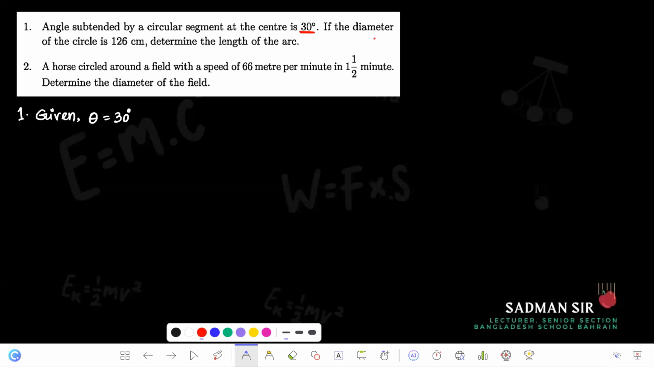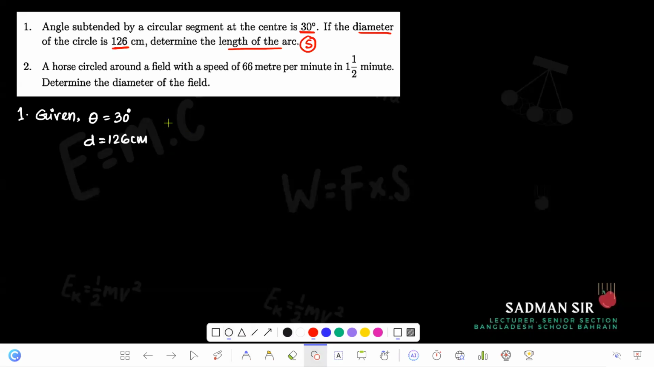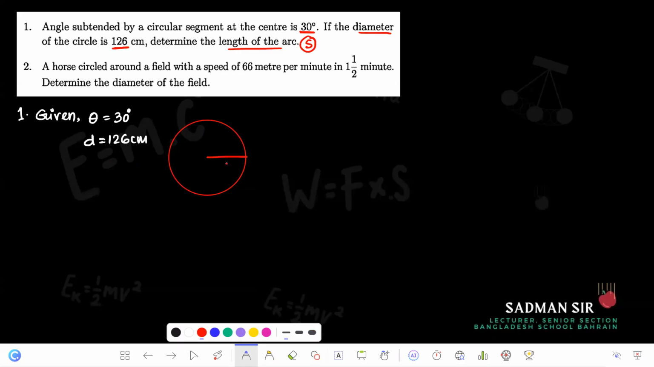Then in the question they are mentioning that the diameter is given as 126 meter. Okay. Let us write diameter D is equal to 126 meter. Now determine the length of the arc. Length of the arc, which is denoted by S. So we will use the formula for S. Now remember, for mensuration, you need to draw the figure wherever it is possible. So please draw a circle and then show that this is the radius and this is the angle, which is 30 degree. Okay. Remember to draw the figure.